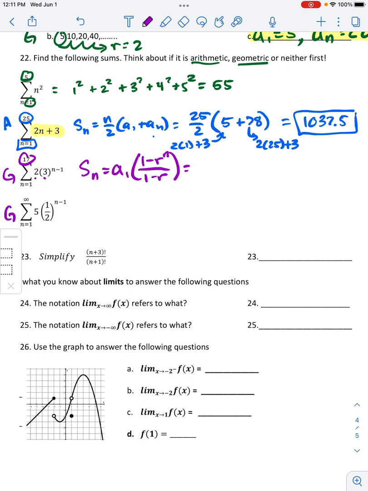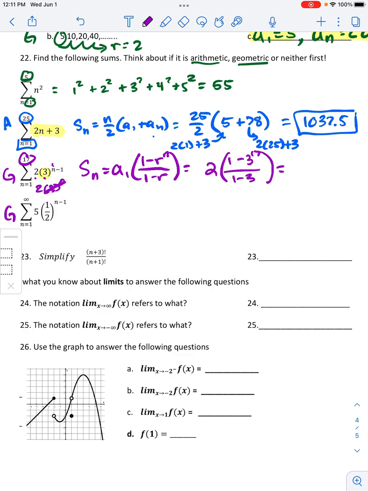So my first term would mean I'd be plugging in a 1. 1 minus 1 is a 0 power. It would be 2 times 3 to the 0 power. So this becomes a 1. So my first term is going to be a 2. Common ratio is whatever's inside, so it's going to be a 3. So 1 minus 3 to the 17th power, because I'm going to 17, over 1 minus 3.